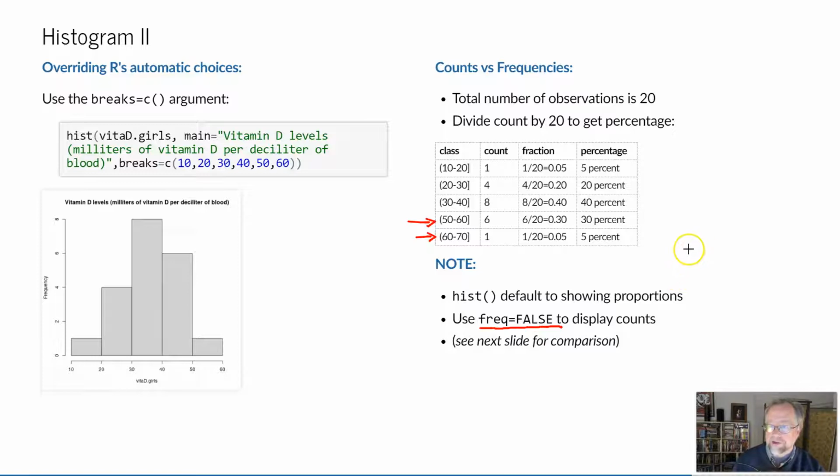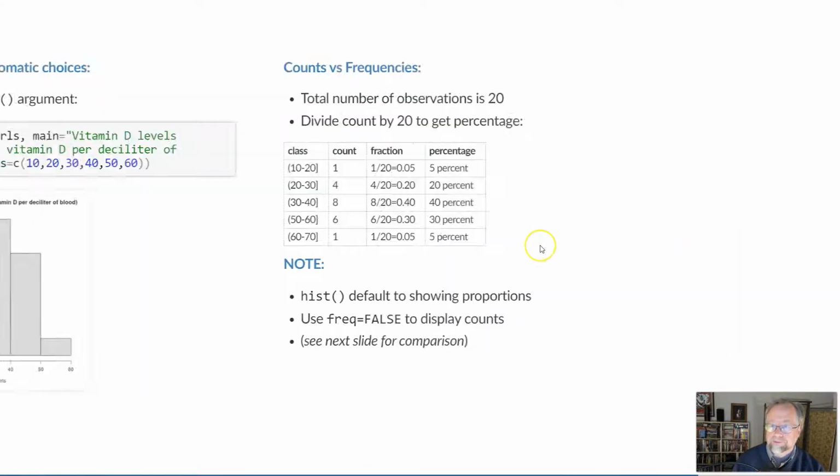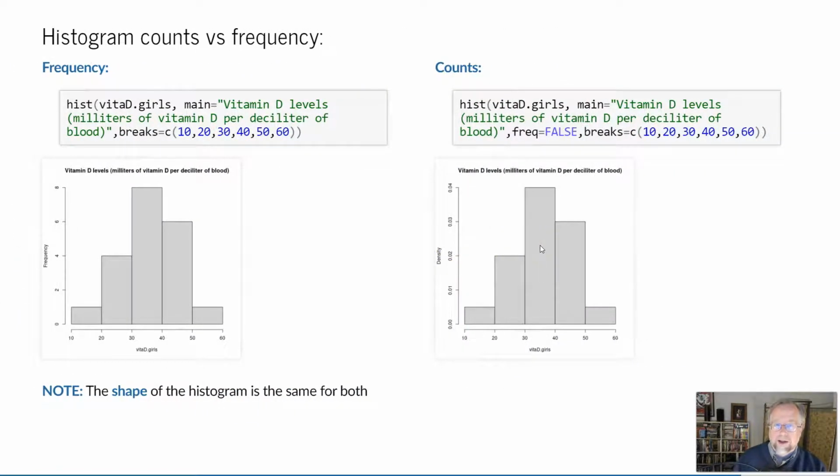So let's look at the two side by side. If you're not looking closely, they actually look exactly the same. But if you look at the numbers, you can see here it says frequency and it goes from 0 to 8. Over here it says density and it goes from 0 to 0.04. So it's just whether or not you're labeling things in terms of percentages or you're labeling them in terms of actual counts. That's the only difference.